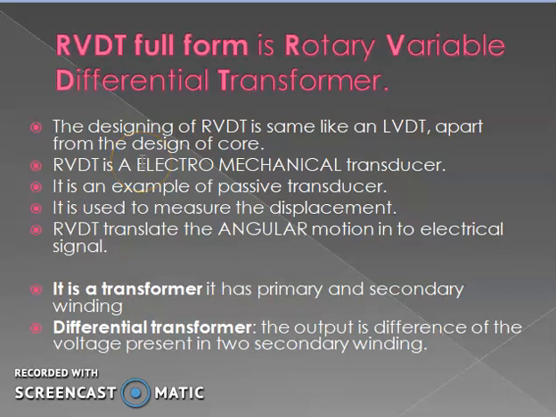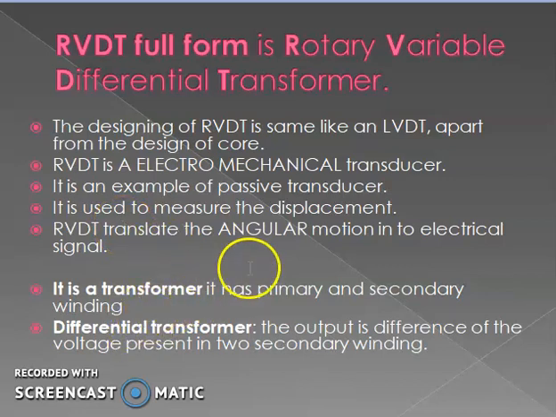Here the RVDT is an electromechanical transducer and it is also an example of a passive transformer. That means an AC source is given to our RVDT for its working, and it is used to measure displacement. RVDT translates angular motion into an electrical signal, and LVDT translates linear motion into an electrical signal. This is the main difference between RVDT and LVDT.